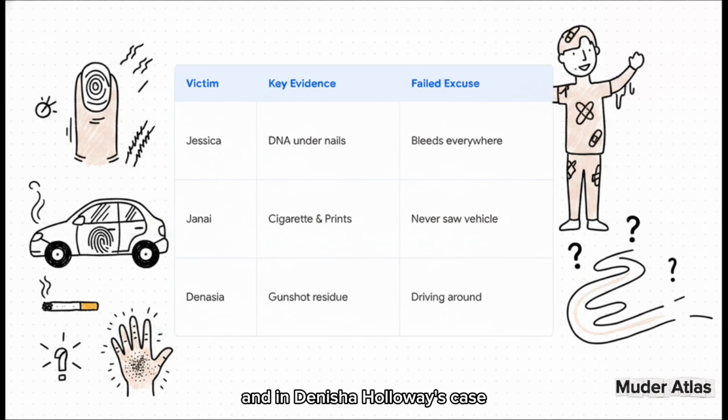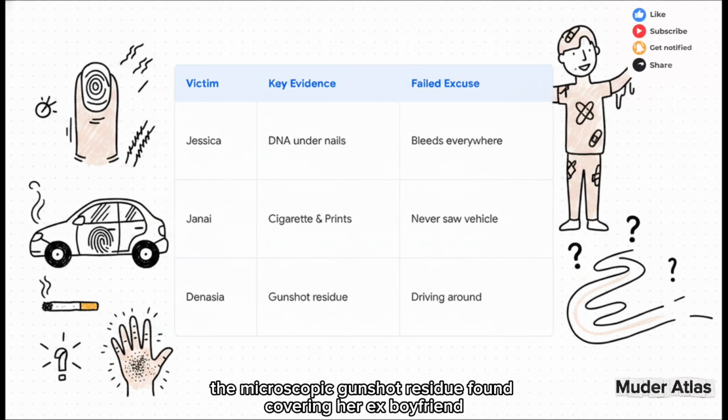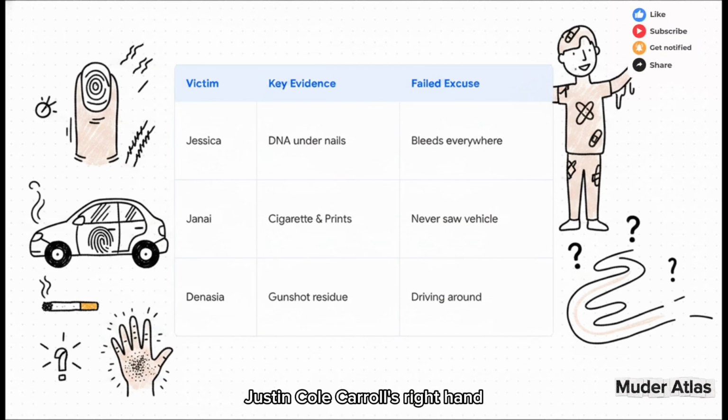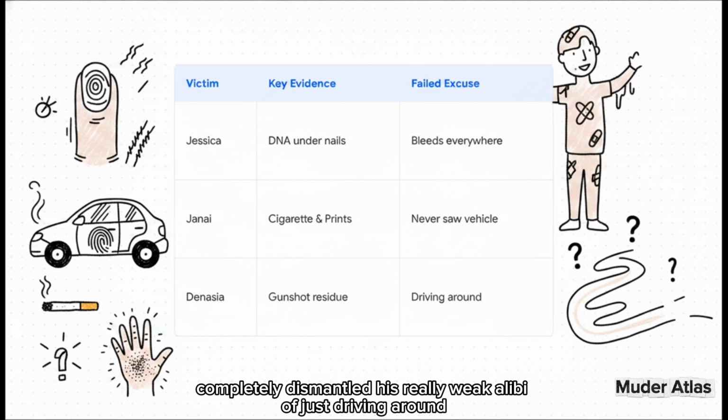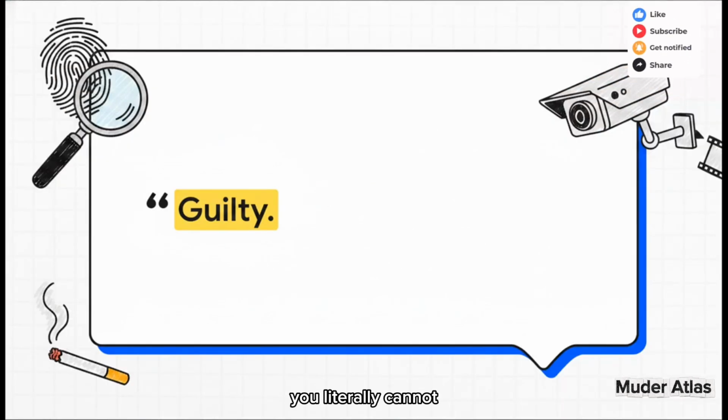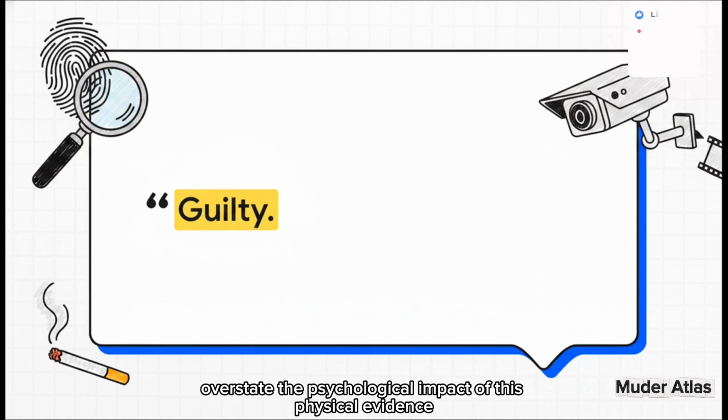And in Dinasha Holloway's case, the microscopic gunshot residue found covering her ex-boyfriend Justin Cole Carroll's right hand completely dismantled his really weak alibi of just driving around. You literally cannot overstate the psychological impact of this physical evidence.